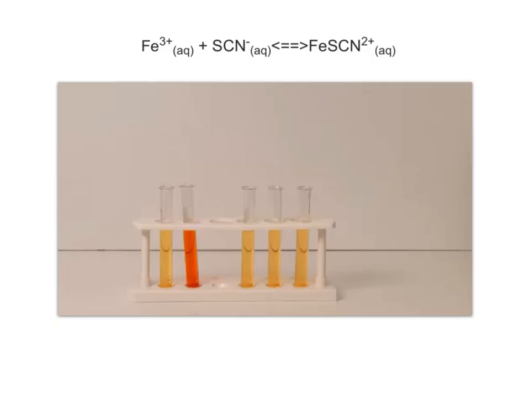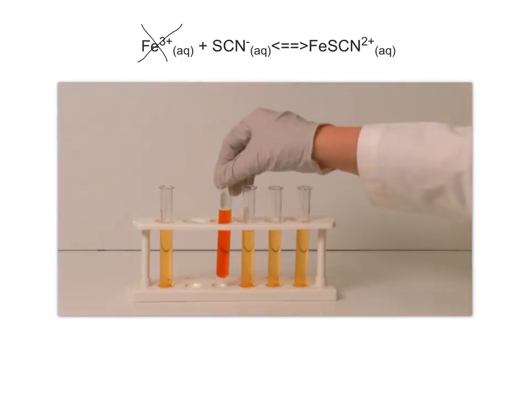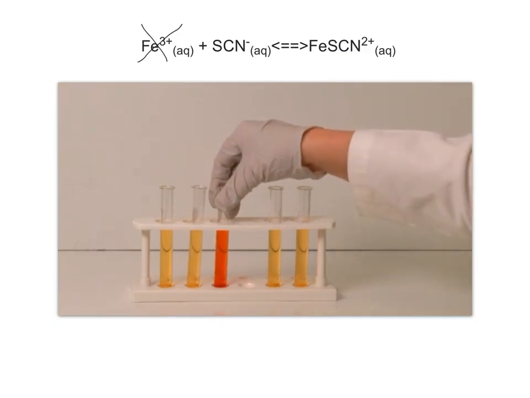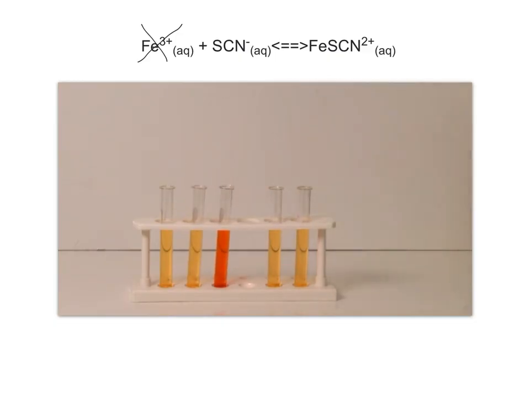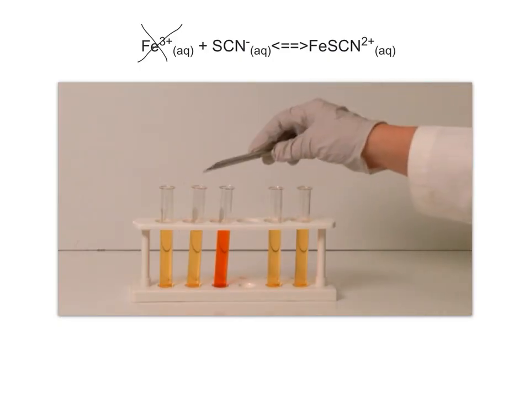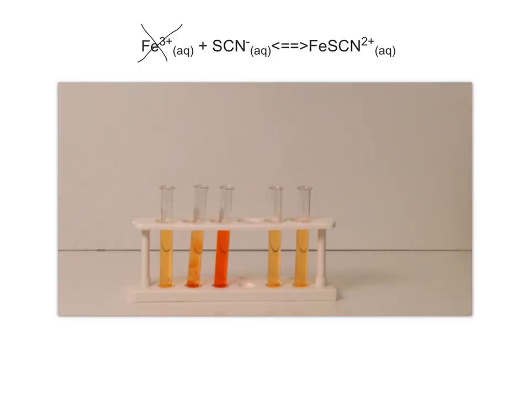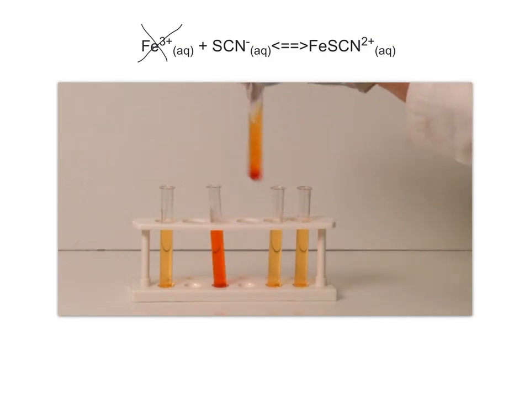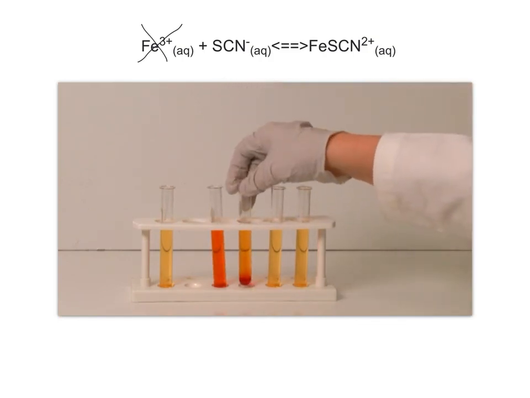Perhaps instead all of the iron 3 ions had been consumed. If this is the case, then adding more thiocyanate ions to the tube would not make a difference. To test this hypothesis, we add a few crystals of potassium thiocyanate to the third tube. If all the iron 3 ions had been consumed, then the color should not darken. Instead, we see that more FeSCN2+ forms, indicating that some iron 3 ions must have been present in solution.